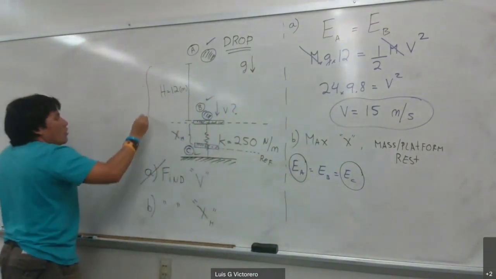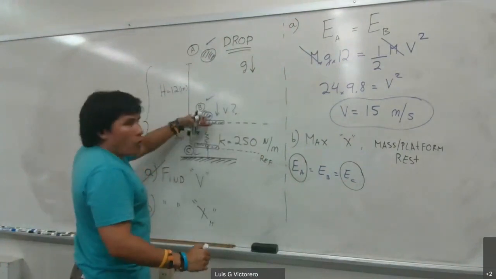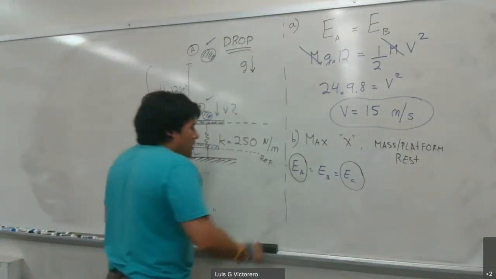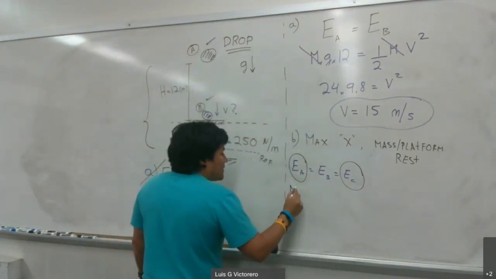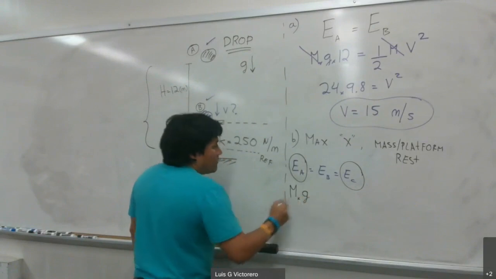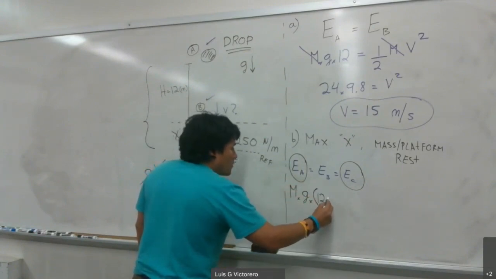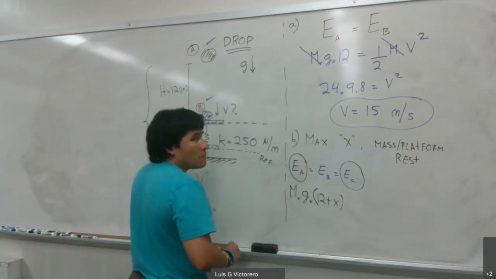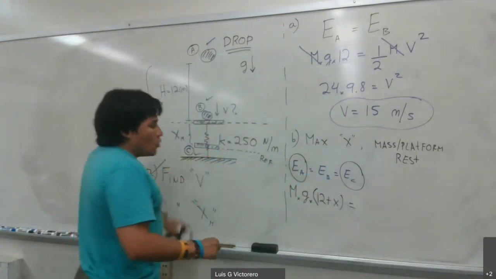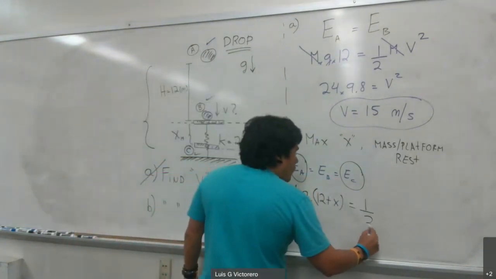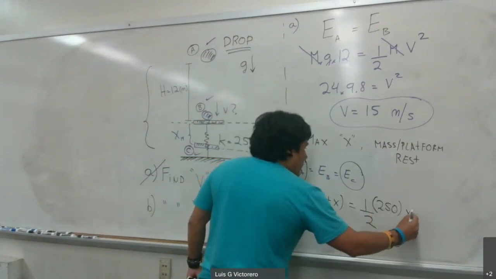So since now we have the platform going down some value X, the potential energy at A is actually the mass times gravity times the height, which is 1 plus X. And the energy at C will be 1/2 the constant of the spring times X squared.